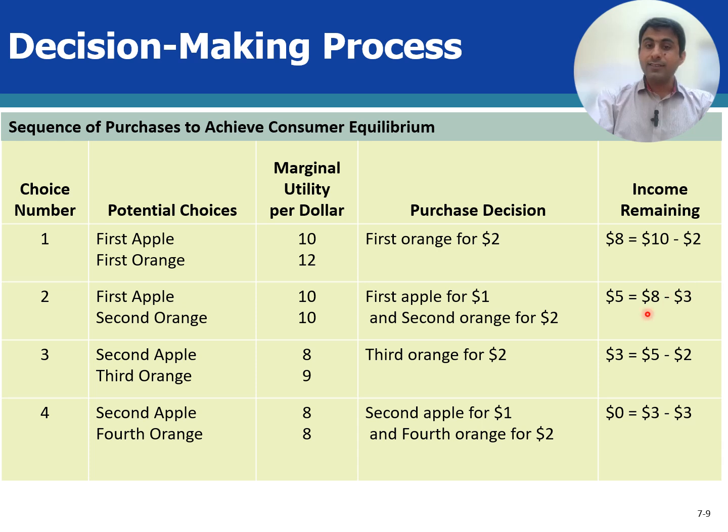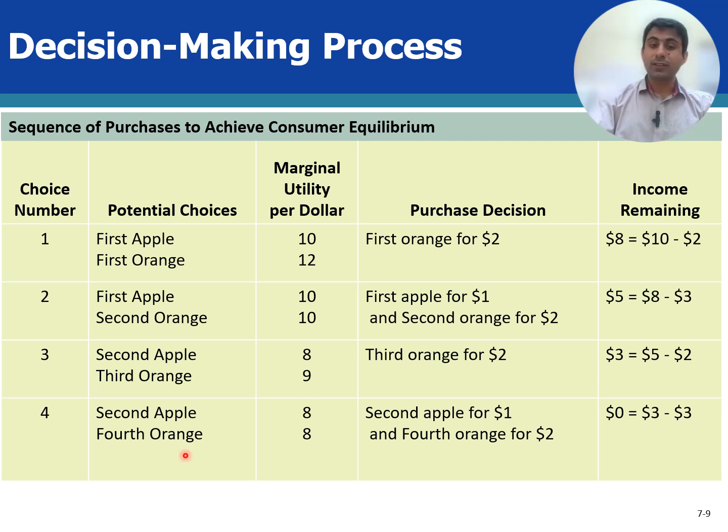So out of 8, he still has $5 in his pocket, so he can go for the third choice. He already bought the first apple and second orange. So what is the next choice? He can buy the second apple or the third orange. The second apple is giving a marginal utility of 8 utils, and the third orange is giving a marginal utility of 9 utils. So the marginal utility for the third orange is higher than the second apple. So the consumer will purchase the third orange compared to the second apple. He will spend $2 to buy the third orange, and he still has $3 remaining in his pocket because he had $5, he spent 2 and the remaining is 3.